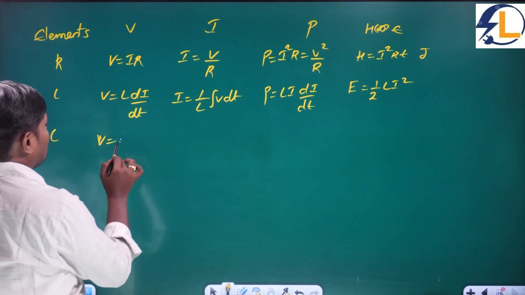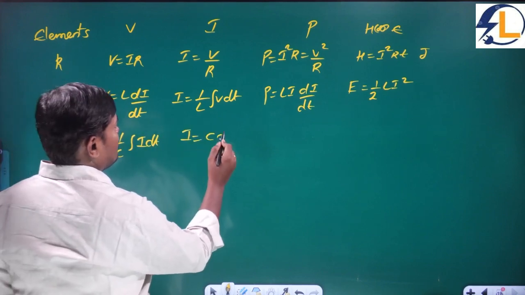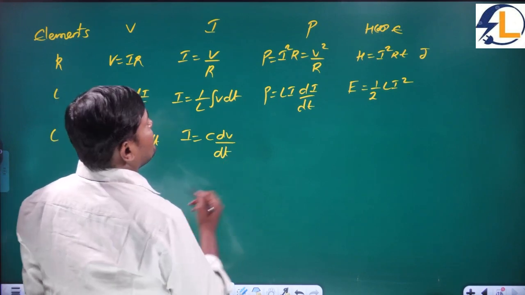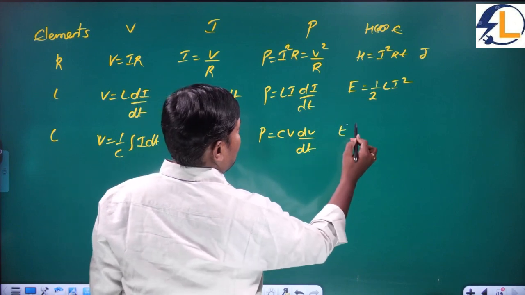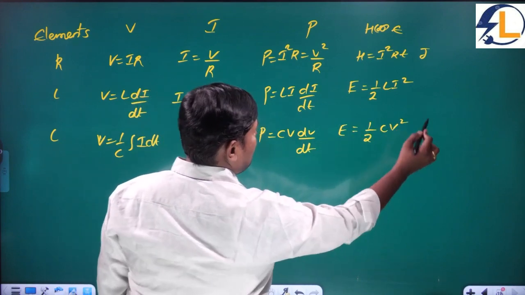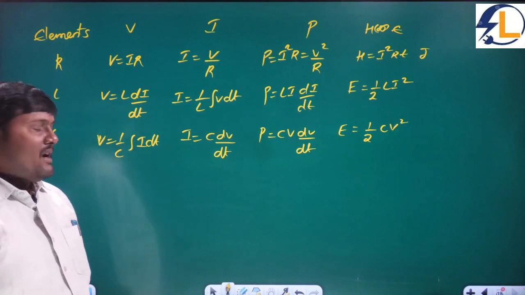For the capacitor, V is equal to 1 by C integration of I dt, and I is equal to C dV by dt. The power is equal to CV dV by dt, and the energy stored in a capacitor is half CV square. So this is a comparison table of the passive elements.